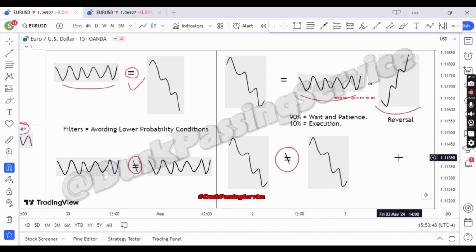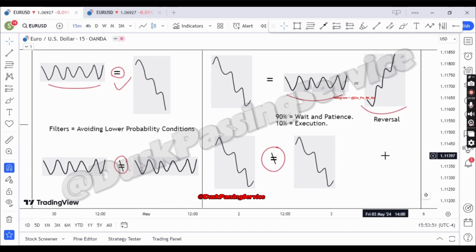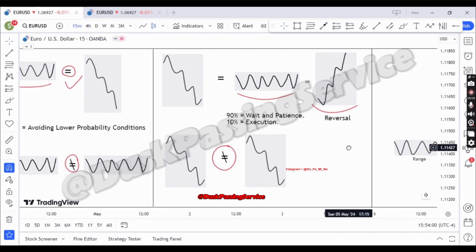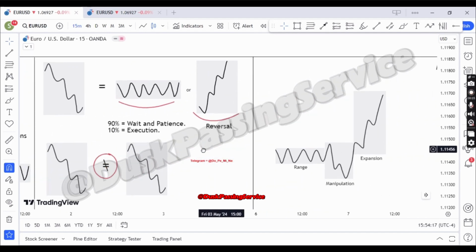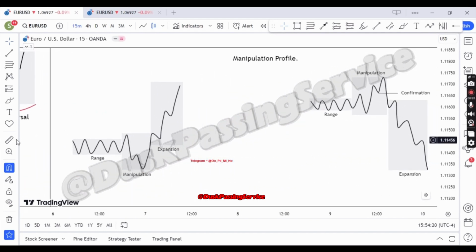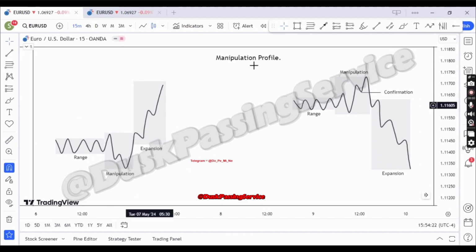So if you did not know about market profiles and did not use it in your trading, then you wouldn't have a filter or anything which could make you avoid lower probability conditions, right? Now that's why the first thing that I taught you in chapter 1 is about market profiles, and I made sure that you learn everything about market profiles, so that way you can avoid certain profiles and certain market conditions, right?